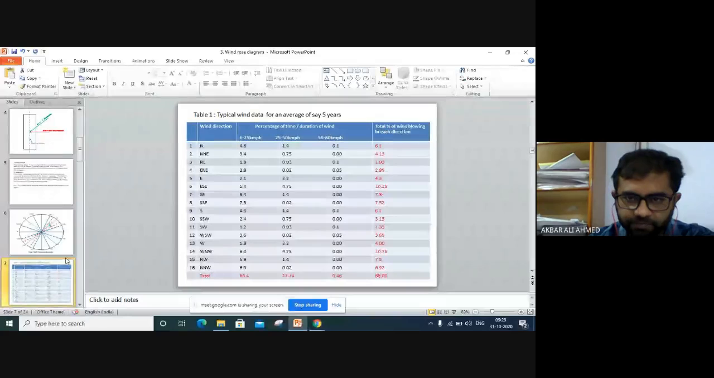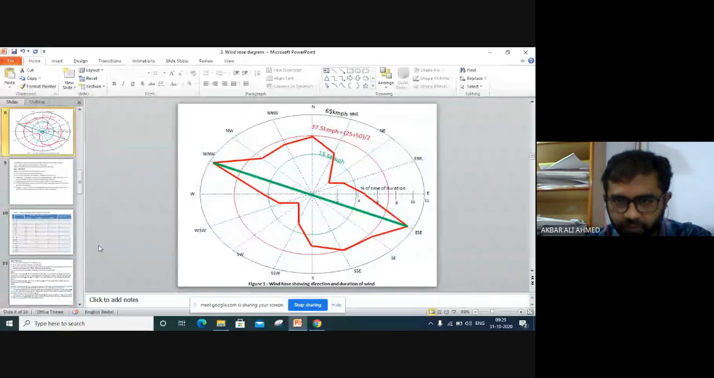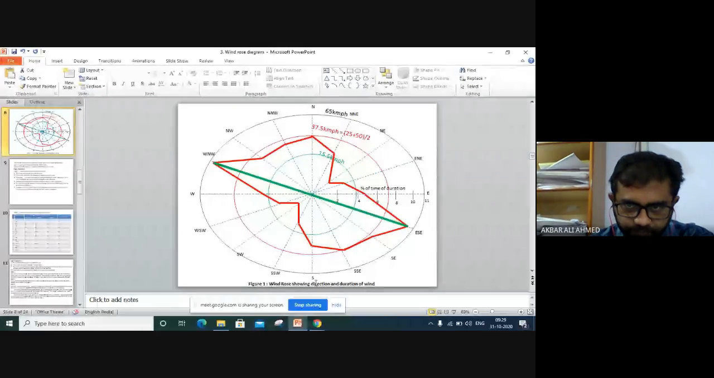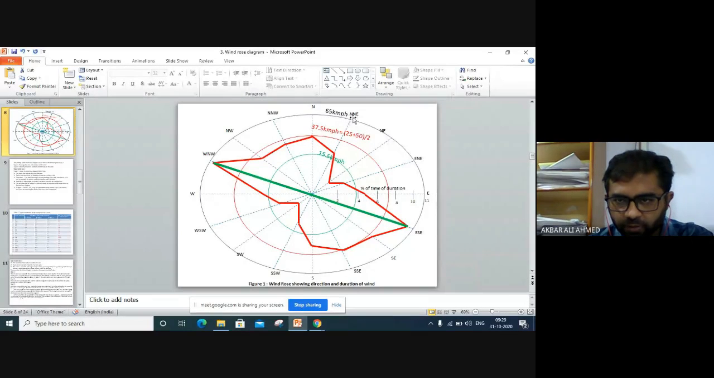Then the next step is to plot here. First you will draw the circles. You will draw 3 circles: a green color circle, then a red color circle, then a blue color circle. Then you will mark these directions: north, east, south, west. Then in between them, northeast, east-northeast and so on. Between north and east you'll get northeast. Above northeast you'll get north-northeast, and below northeast you'll get east-northeast.